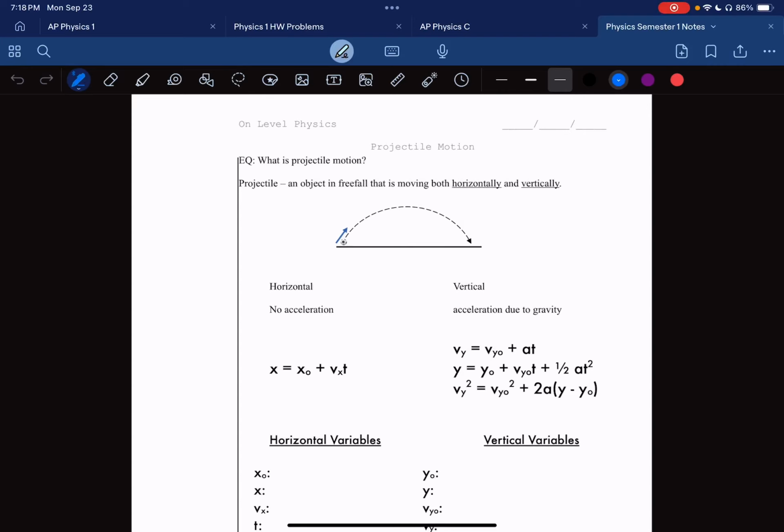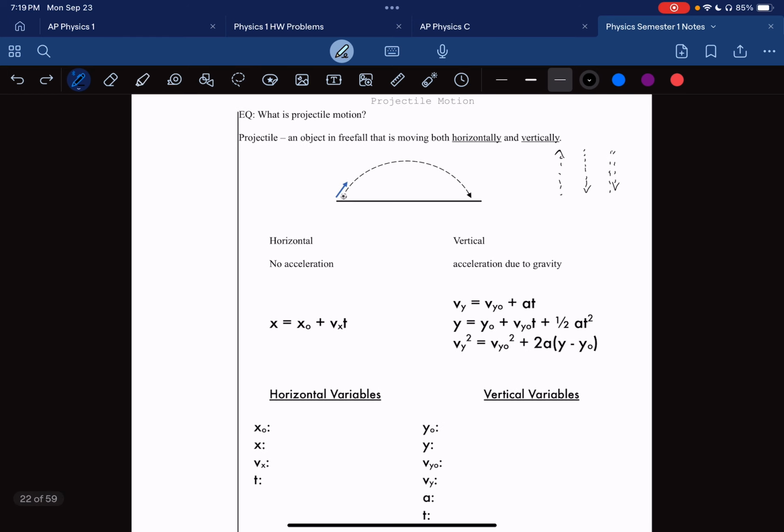Projectile motion is a form of free fall. A projectile is an object in free fall, but it's moving both horizontally and vertically. In free fall, we've mostly looked at objects that are going upward, maybe going downward, or doing both. So that's mostly just vertical. But a projectile is one that goes not only up and down, as you see here, but from side to side, so it goes horizontally.